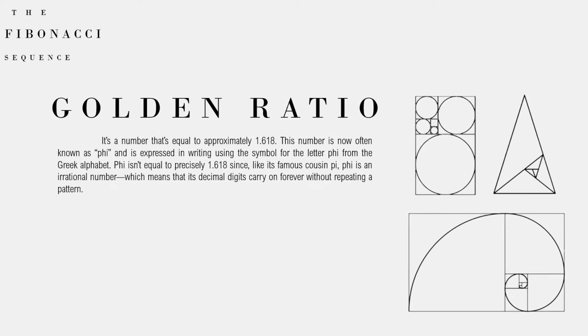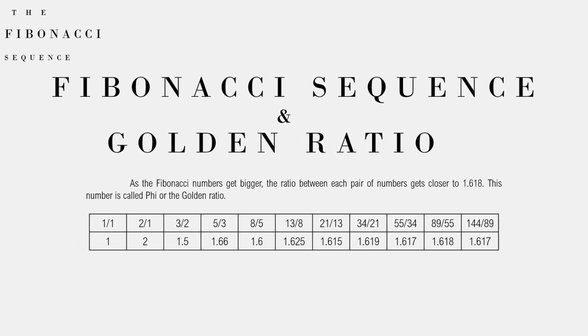The golden ratio is a number equal to approximately 1.618. This number is known as phi, and is expressed in writing using the symbol for the letter phi from the Greek alphabet. Phi isn't equal to precisely 1.618 since, like its famous cousin pi, phi is an irrational number, which means that its decimal digits carry on forever without repeating a pattern. How is the Fibonacci sequence related to the golden ratio? As the Fibonacci numbers get bigger, the ratio between each pair of numbers gets closer to 1.618. This number is called phi, or the golden ratio.